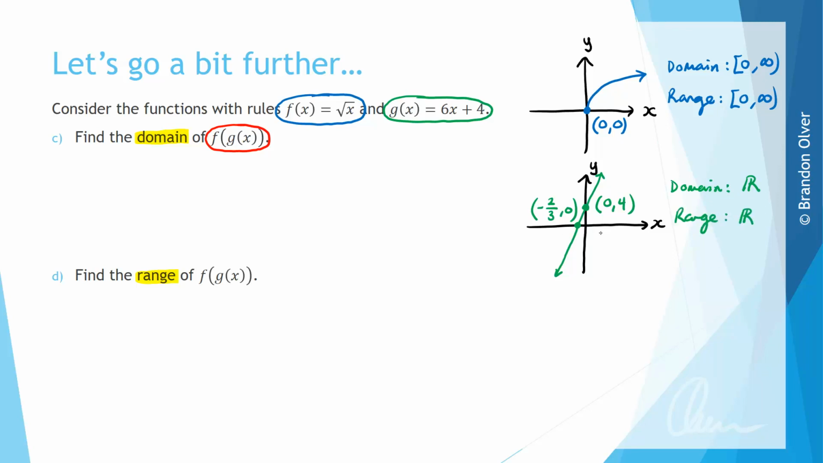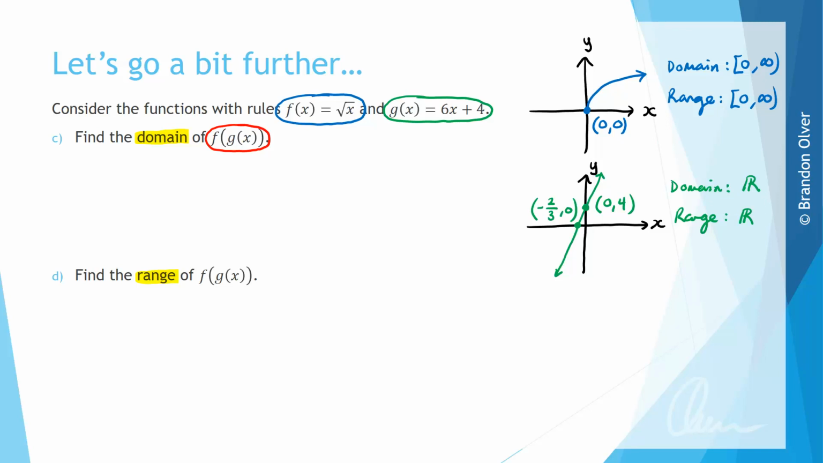So all real numbers can go into the function, and all real numbers come out as y values of that straight line. So if we want to find the domain of f of g of x, what we need to do is think about all of the values of x that we can plug into g of x, which is our green function, that give y values out that are then allowed to fit into our f of x function.